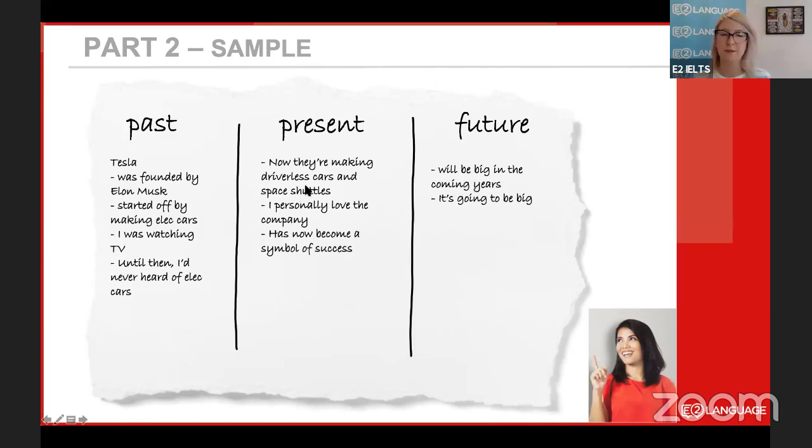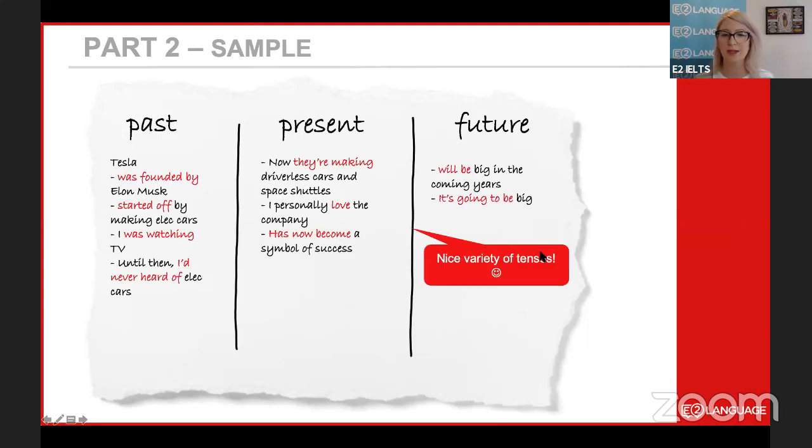Present tense, she said they're making, I love the company, has now become. We've got present continuous, present simple, present perfect. Future will be big, it's going to be big. Okay, so it sounds kind of simple, but there's a lot of variety here. The examiner is mentally ticking off, oh, very good, passive, very good, past perfect. And you can do the same thing.